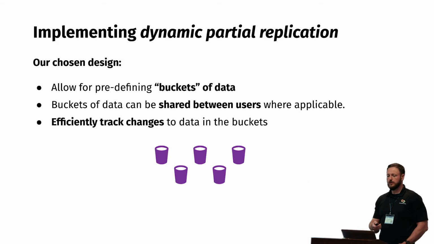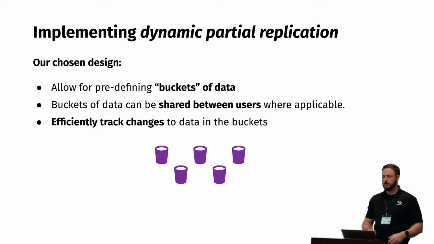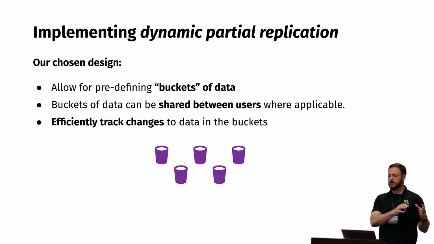So the design that we went with was to allow for predefining buckets of data, and then buckets of data can be shared between users where applicable, and then efficiently tracking changes to data in those buckets. So whenever we detect a change in the Postgres database through the logical replication stream, we basically figure out which buckets are affected by that change, and then we update the operation history for those particular buckets.